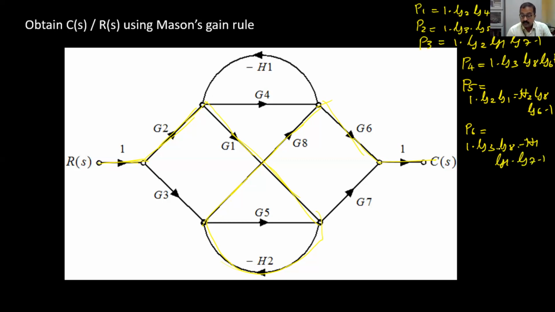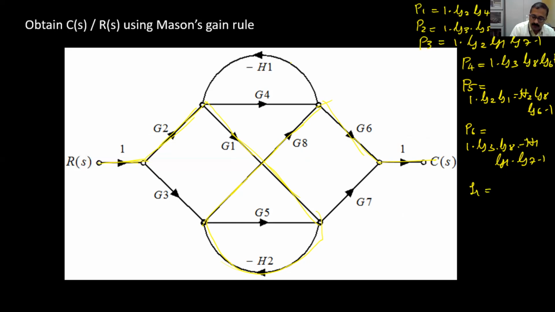Okay. It is a loop gain. Loop gain means product of the branch gains that constitute the loop, that constitute a path. Okay. So these are the path gains. So there are 6 possible forward paths in this particular signal flow graph. Okay. Now what next? We have to identify the loop gains. Which are the loop gains?